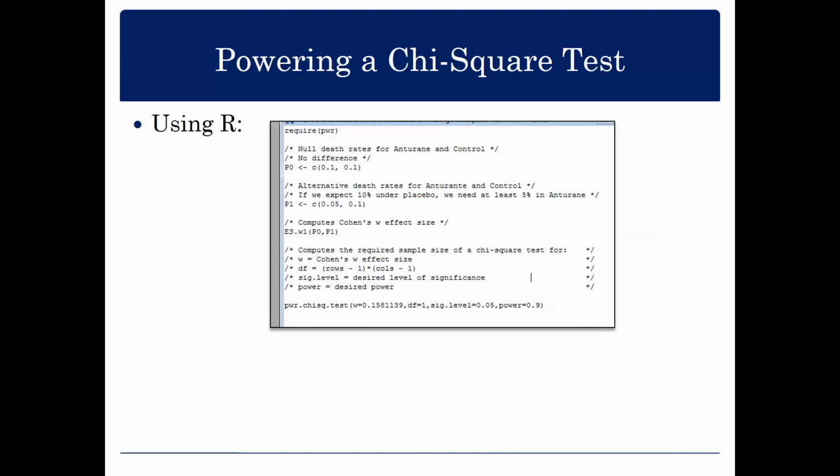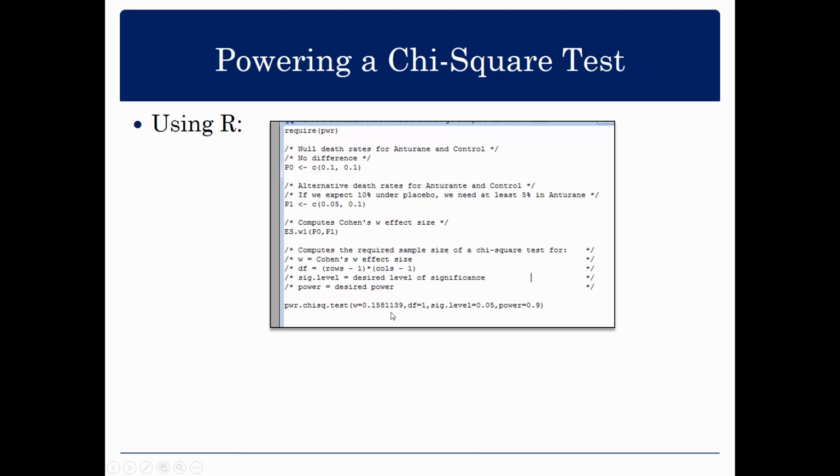So to power this study, we've used that effect size measure to compute the effect size, and then we can compute the required sample size using that power.chisq.test function. The things that you have to give it are the significance level, your desired level of power, and then degrees of freedom, which are the number of rows in your contingency table minus 1, times the number of columns minus 1. Rows minus 1, columns minus 1.